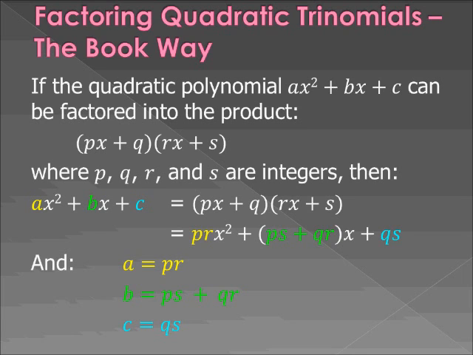If a quadratic polynomial ax squared plus bx plus c can be factored into the product (px plus q) times (rx plus s), where all four of those variables are integers, then ax squared plus bx plus c equals (px plus q) times (rx plus s), or prx squared plus the quantity (ps plus qr)x plus qs. So a equals pr, b equals ps plus qr, and c equals qs. This is basically the fundamental principle of what we're doing, and they're all going to look like that. It's just how you do it might look different.